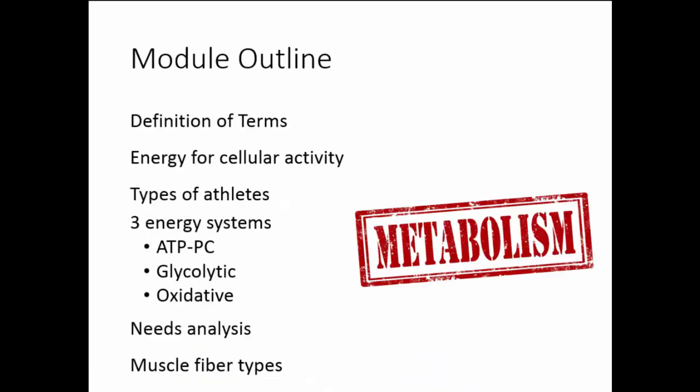The outline for this module is to look at the definition of terms. We're going to look at energy for cellular activity. We're going to look at the different types of athletes. We're going to talk about a needs analysis when you're working with athletes and how to determine what specific energy system is used for different sports. And we'll look at some muscle fiber types because that's where the magic happens, if you will.